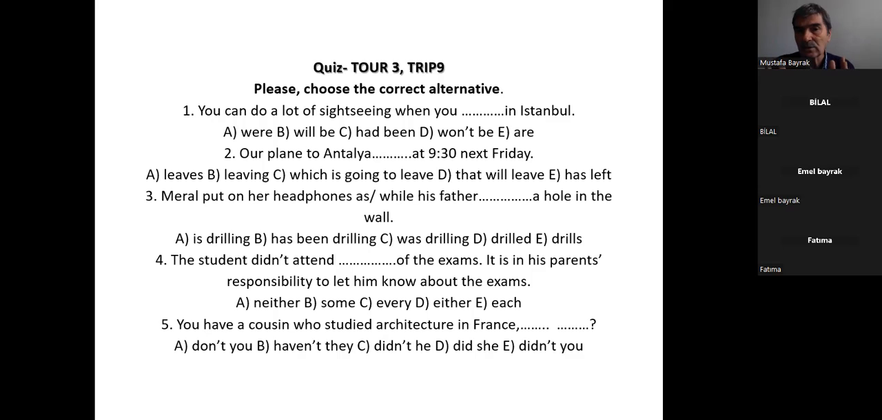Was drilling is true, okay? Was drilling. Meral put on her headphones as his father was drilling a hole in the wall. Okay.